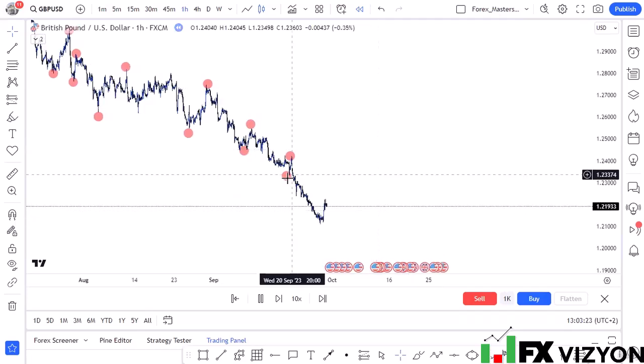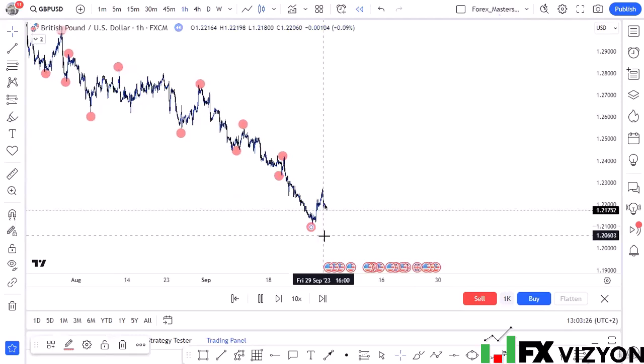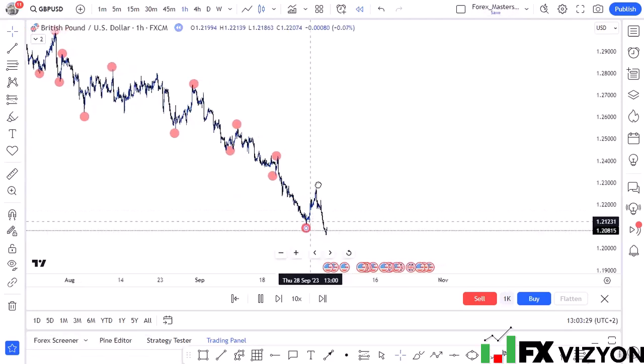What else? This is going to be our lower low, and lower high.